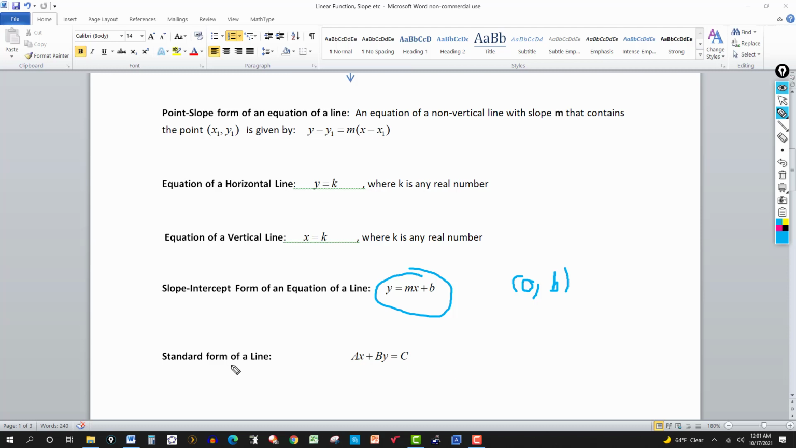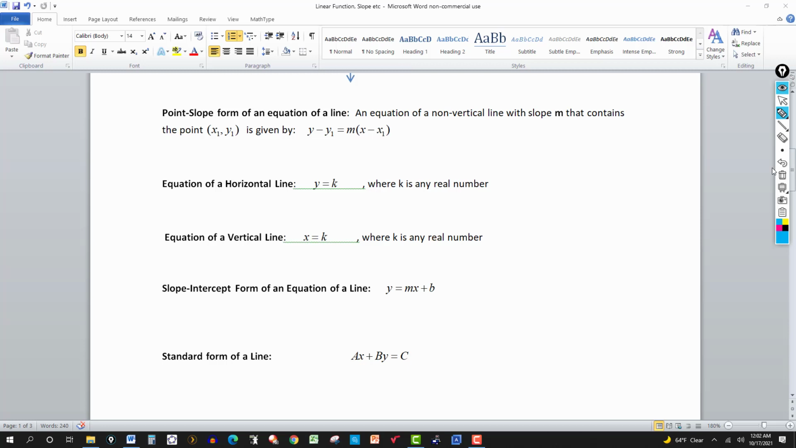And then the next one is the standard form of a line, sometimes they call it the general form of a line. It's just in this form, the x and the y are on one side, and then you have a constant over here. Now if c is 0, this could just be ax plus by equal to 0, which means the line passes through the origin.